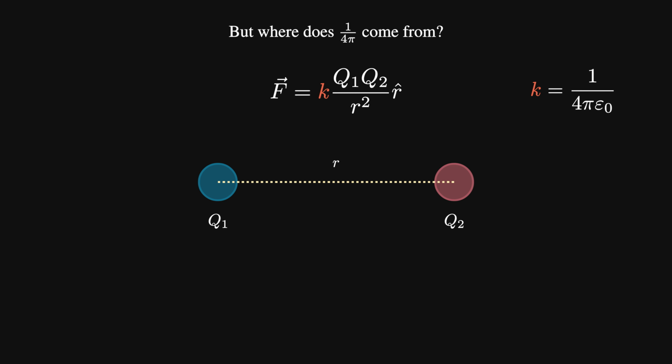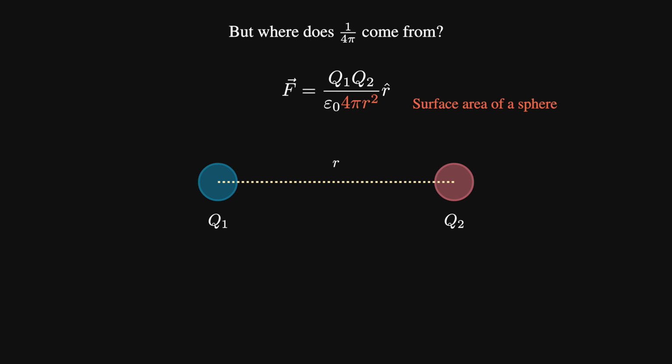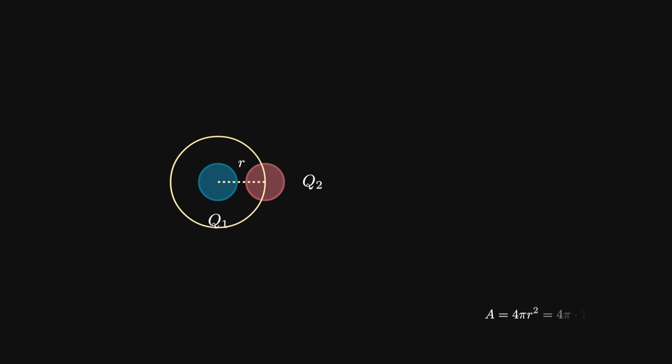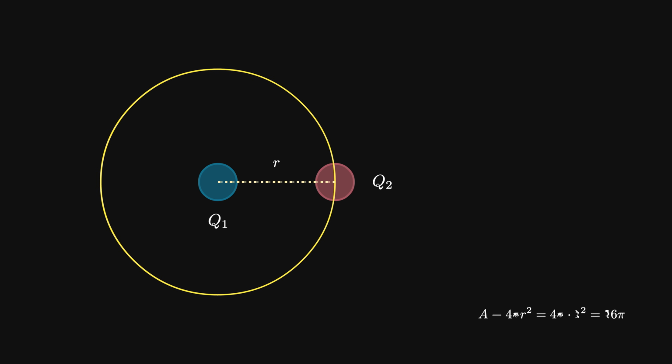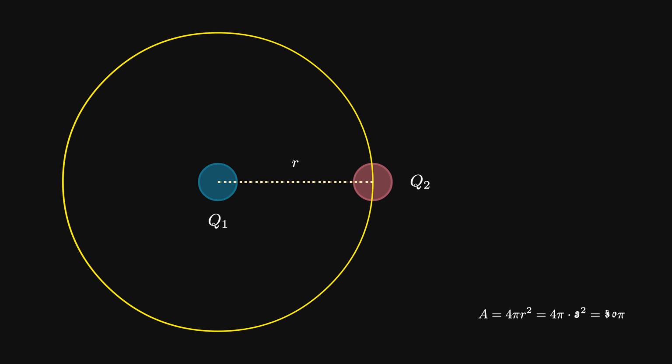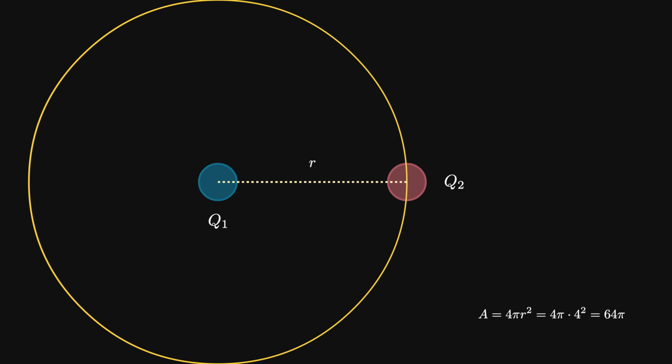But where does this 1 over 4 pi come from? Well, if we rewrite our expression with our new definition of k, we find that our denominator becomes epsilon naught times 4 pi r squared. For those with a keen eye, you'll notice that 4 pi r squared is the surface area of a sphere, with a radius equal to the distance between our two charges. This is no coincidence. Essentially, you can think of the strength of the force weakening as it spreads out in all directions, and the surface area of a sphere represents how much area it spreads into.